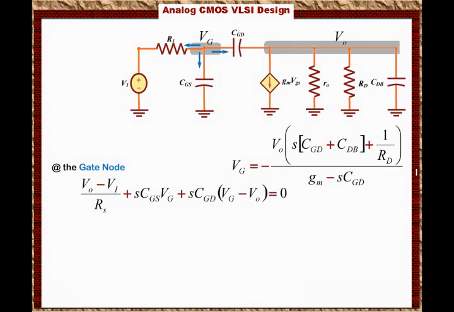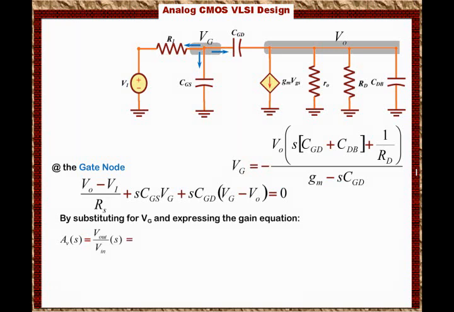Now in this equation we have three unknowns: Vi, Vg and Vout. But from the previous equation we can substitute for Vg in terms of Vout, and we will be able to come up with the gain expression. The gain equation will look like this: Av of S, which is the gain, equals Vout over Vin of S. That's the gain as a function of S, as a function of frequency.